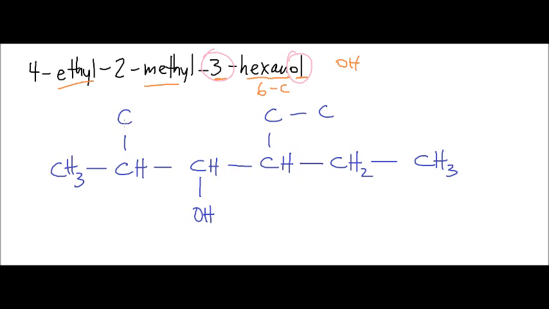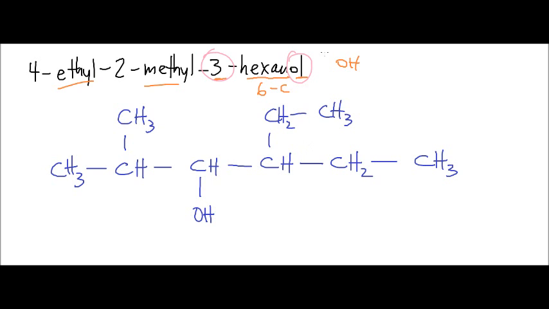Now let's go to our branches. This one branch has only 1 bond to that carbon, so it has room for 3 hydrogens. This carbon has 2 bonds around it, so it has room for 2 hydrogens. And this last carbon has room for 3 hydrogens.